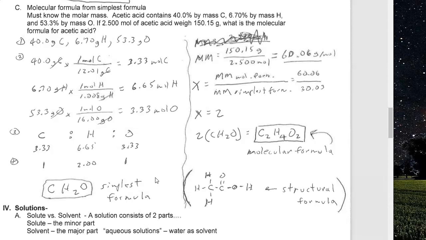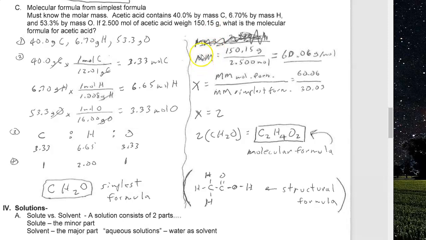Okay, now how do I get the true formula for acetic acid? Is CH2O the actual true formula for acetic acid? Maybe, could be. Sometimes the simplest formula is the true formula or the molecular formula, but sometimes it's not. So how am I going to figure that out? Well, I need to figure out the molar mass somehow. So how am I going to do that? Well, I know that 2.550 moles of acetic acid weigh 150.15 grams. All right, so molar mass is what?